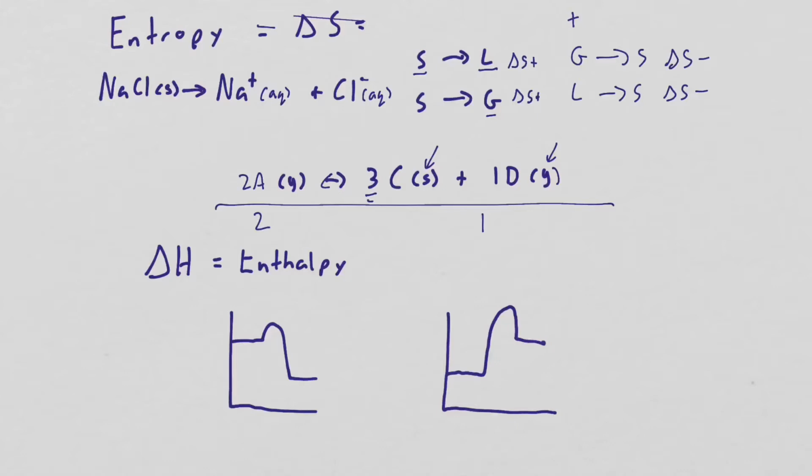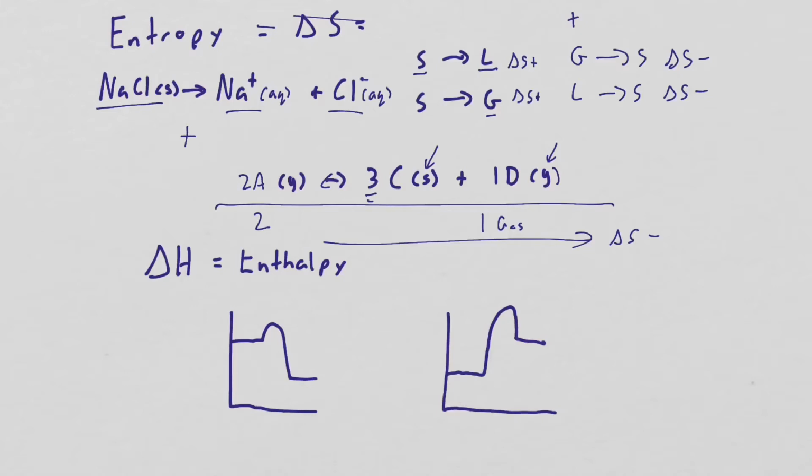The fact that I have fewer moles of gas on the right means that I have less randomness on the right, which means that in this direction, as we go this way, delta S is a negative value. Now, dissolving NaCl solid to aq is always going to have a positive value. Whenever you dissolve something, aq is always more random than solid.